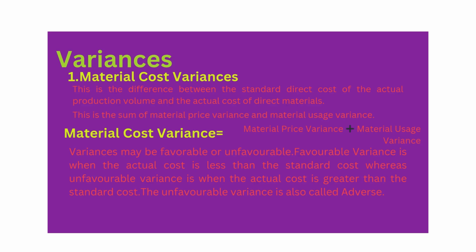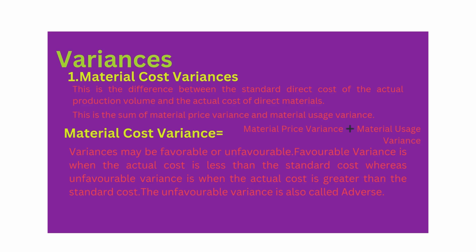When the actual cost is greater than standard cost, the variance is known as unfavorable or adverse. On the other hand, when actual cost is less than the standard cost, the variance is favorable. So when the actual cost is greater than the standard cost, that's unfavorable. When the actual cost is less than standard cost, that's favorable.